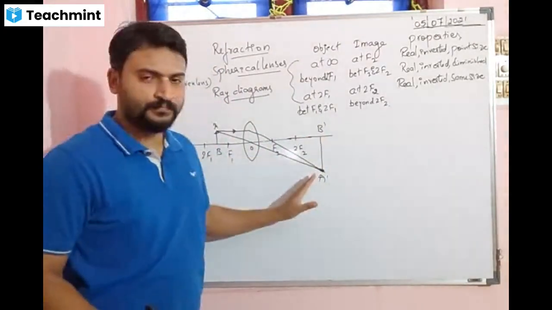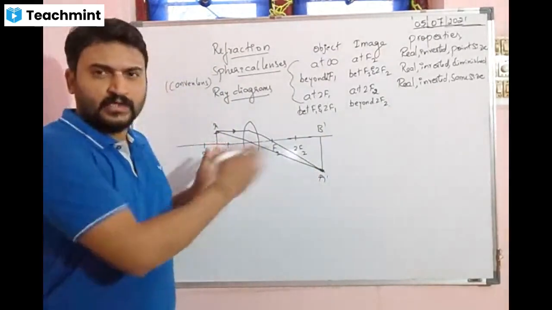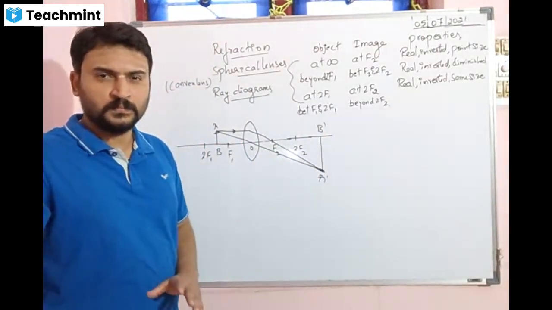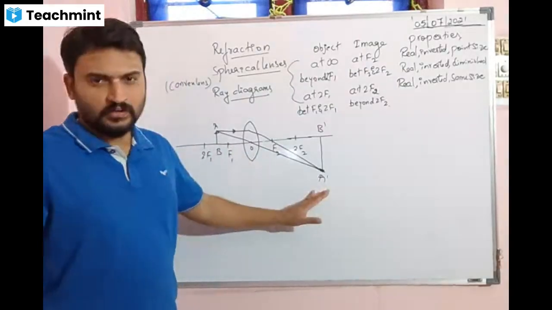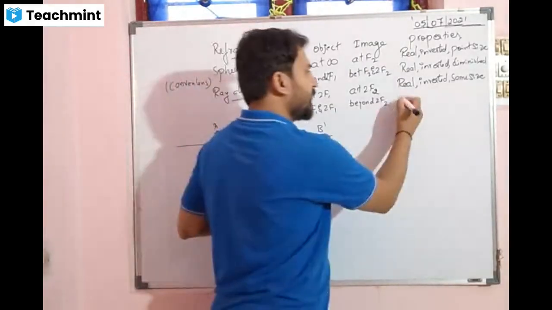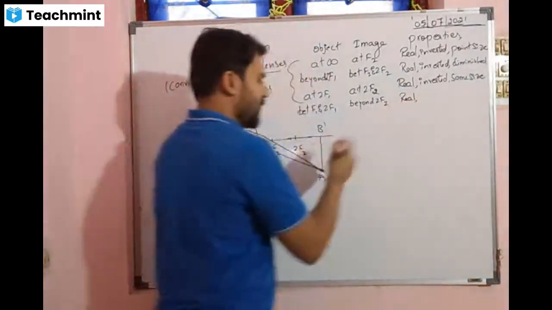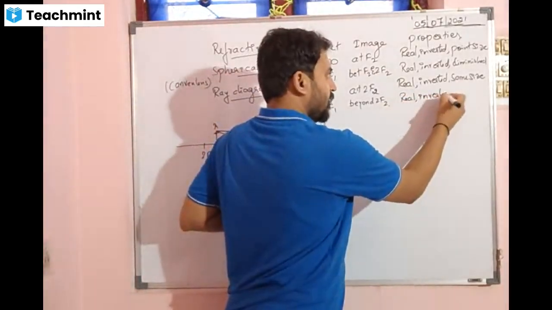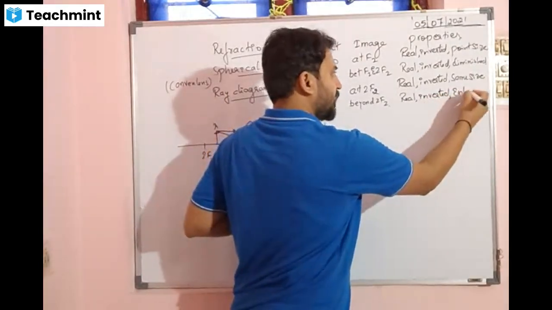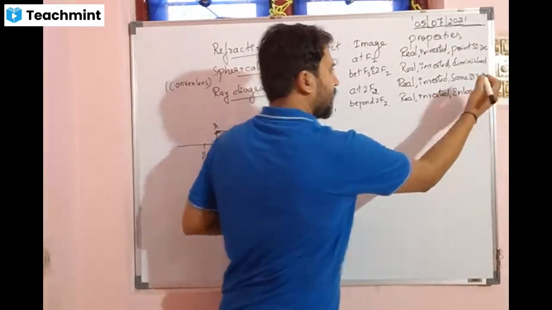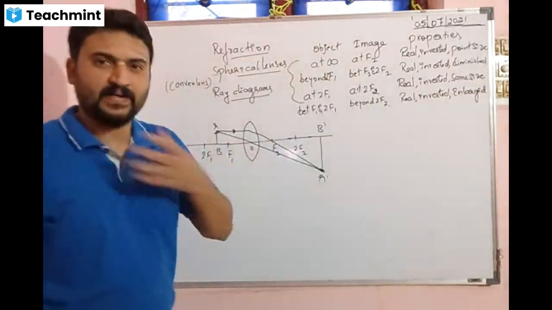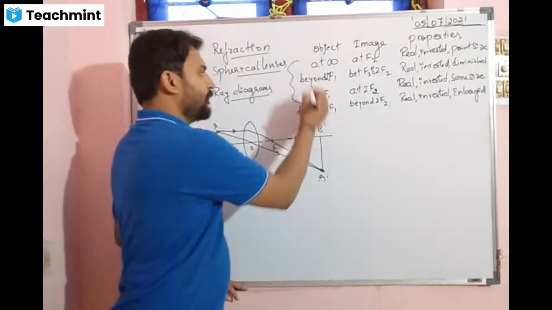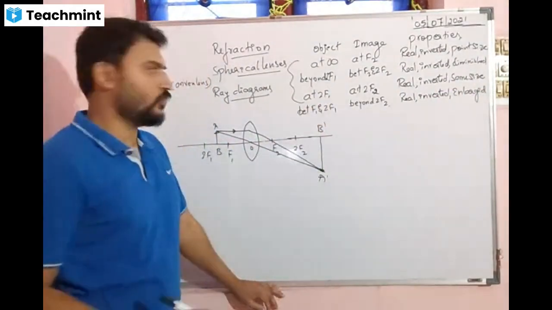Look at the image. Do you think object and image are on the same side? No, sir. They are on different sides. If they are on different sides, then the image is real and inverted. And look at the size: the image is magnified or enlarged. This is for the case between F1 and 2F1.